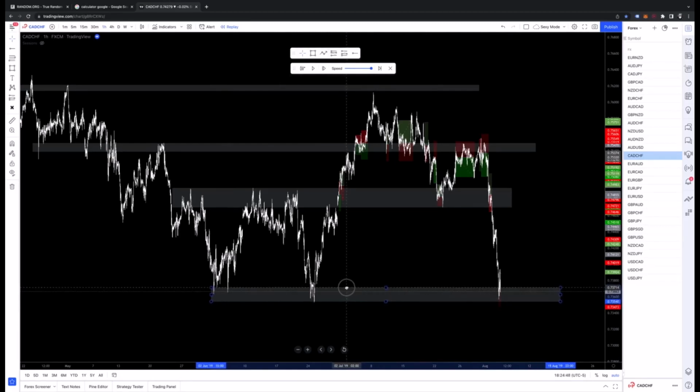So you just put the zone in. You don't have to question yourself, like, is it going to work? Is it a clear zone? Has it been clearly respected? You don't have to mess with any of it. All you do is put it there and then wait for price to get there.